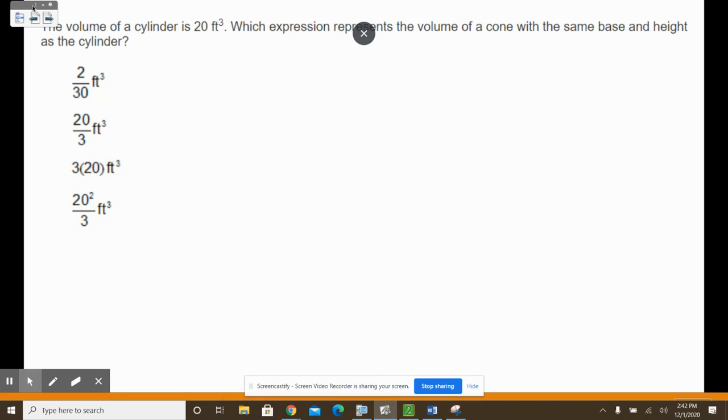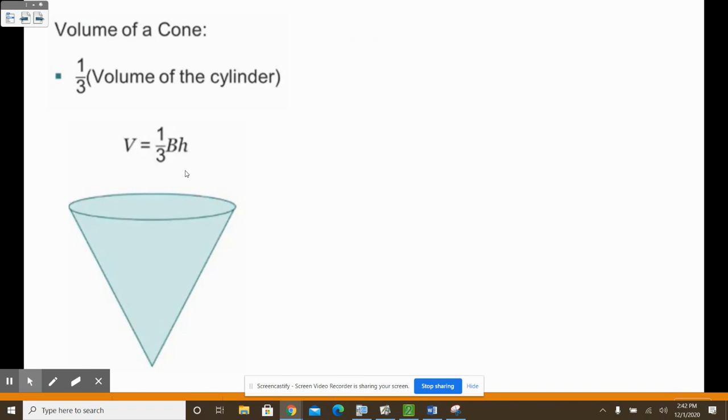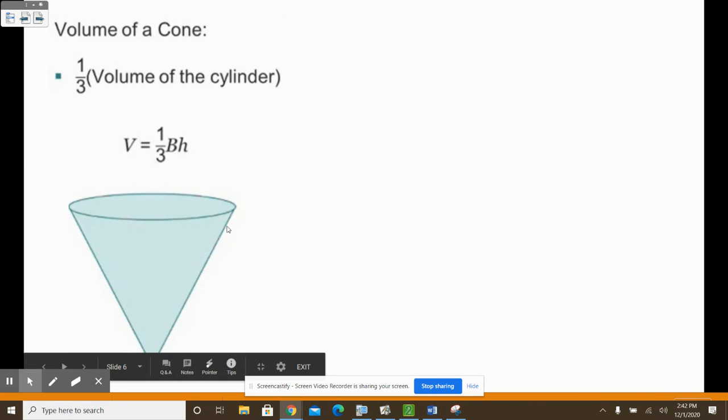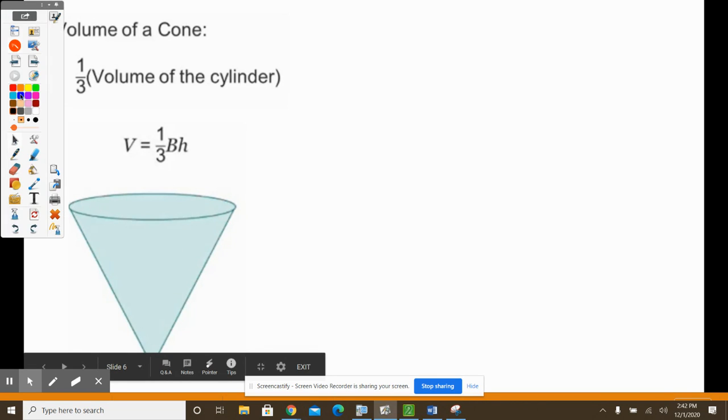So let's look at this. If the volume of a cylinder is 20, what would be the cone if it had the same base and height? Well, you just have to take the 20 and divide it by 3, and you would get 20 over 3 feet cubed, because we're talking about volume. You also could do the big B times H. Big B is the area of the base, and H is the height of the cone. And remember, the height does not go here on the side. It goes right down through the middle.